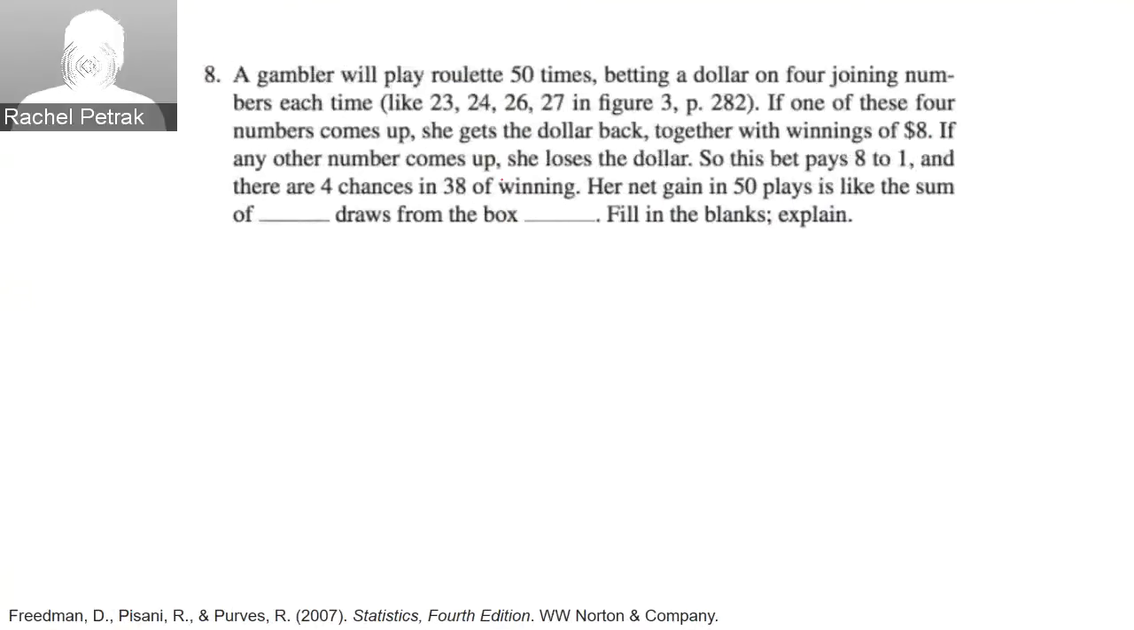Okay. A gambler will play roulette 50 times, betting $1 on 4 joining numbers each time, like 23, 24, 26, 27. They're next to each other. If one of these 4 numbers comes up, she gets the $1 back, together with the winnings of $8. If any other number comes up, she loses the $1. So this bet pays 8-1. And there are 4 chances in 38 of winning. So let's try to fill in the blanks.